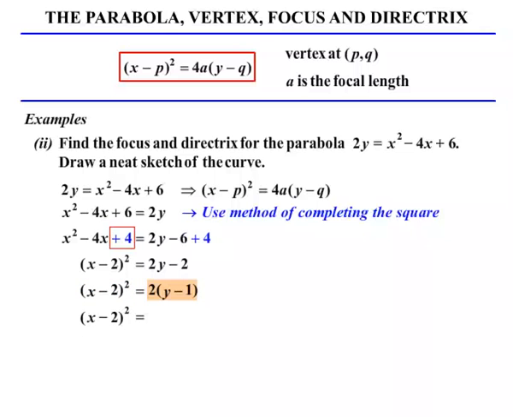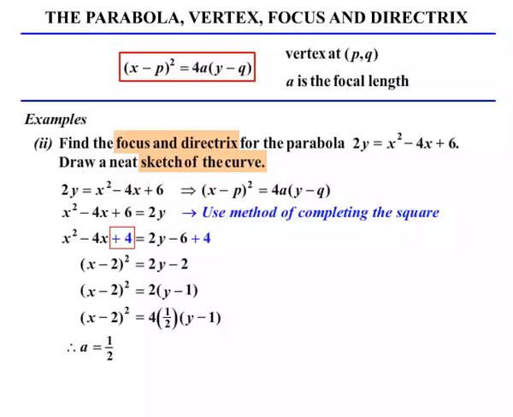Now the right-hand side, we need it of the form 4a, and then in brackets y minus q. So we need 4 times something. Okay, the brackets remain the same, but 4 times something makes 2. Well, that something would be 1/2. So there we have it. a equals 1/2. That's our focal length. Now the focus and the directrix.